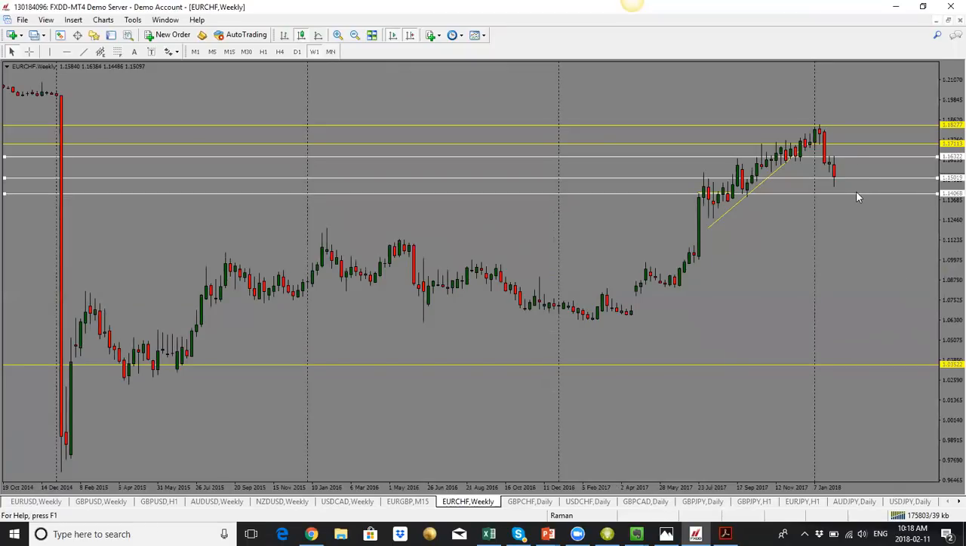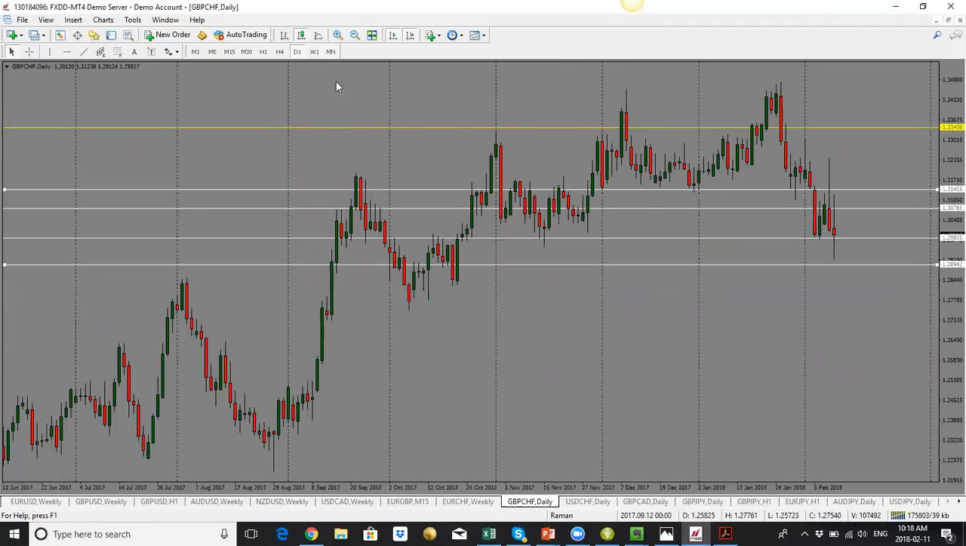Now we are into Euro Swiss franc. Euro Swiss franc looking bearish here. So in this case, looking for price to drop further, and the target would be 1.14 or 1.1400 level. We had seen this compressed move to the upside, and now looks like we are unwinding to the downside here. So 1.1400 will be the target for Euro Swiss to the downside.